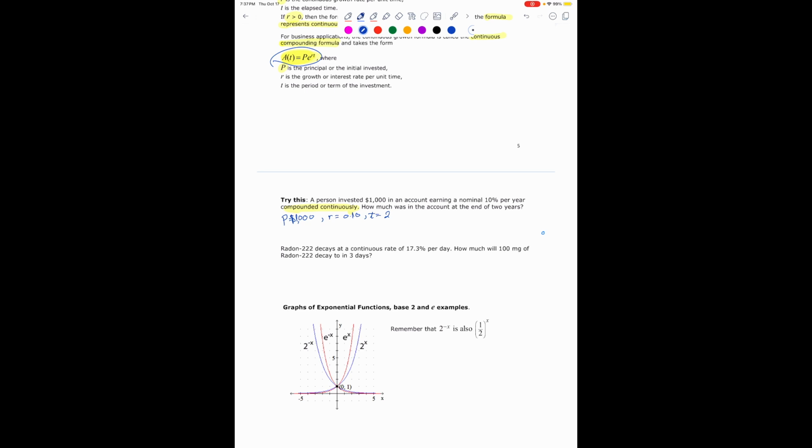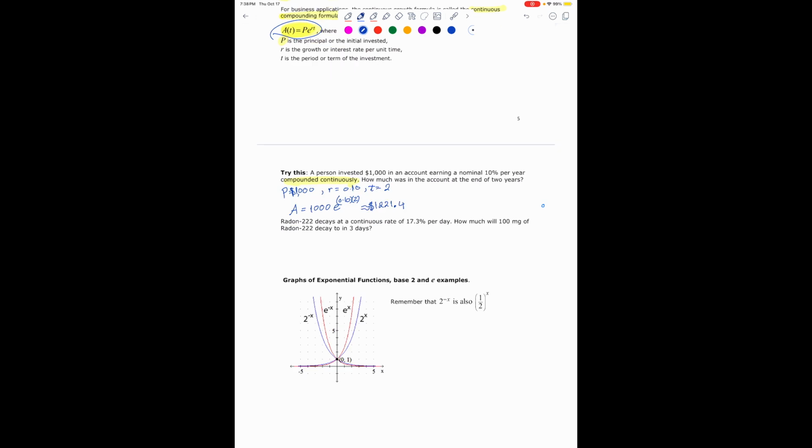Now we know that the future amount is equal to the principal. We're going to use this formula again, times e to the rt, so 0.10 times 2. If you plug that expression in and find it, it is approximately $1,221.40. That is an example of using the continuous compounding formula.